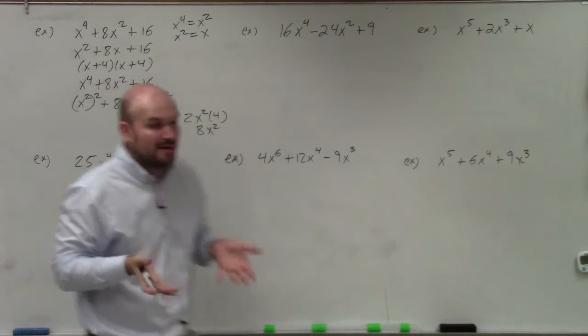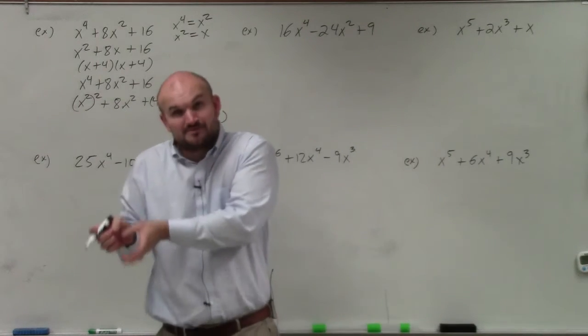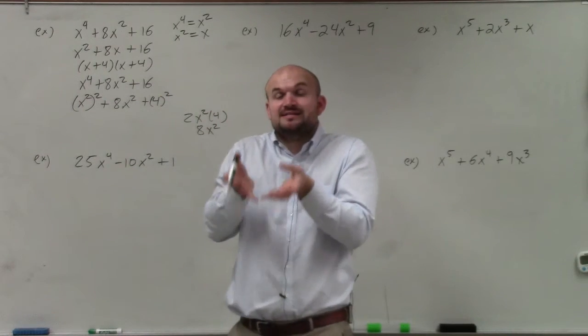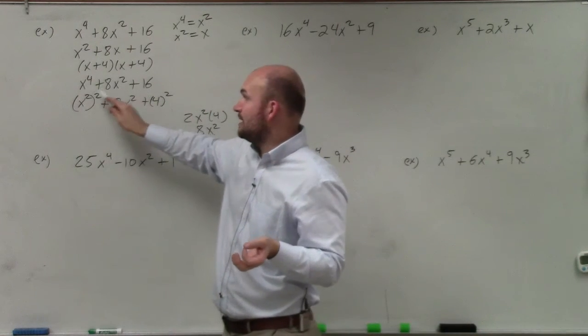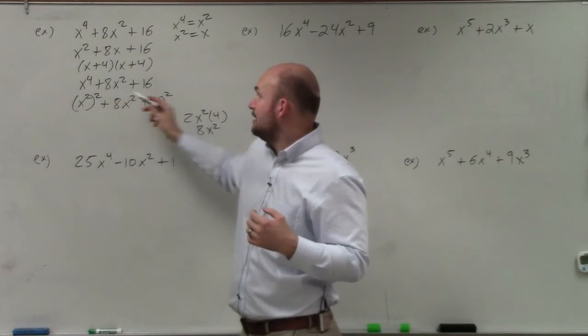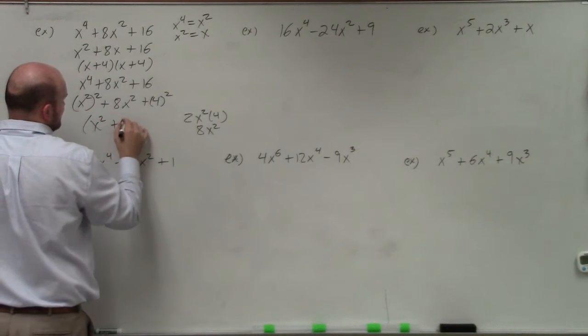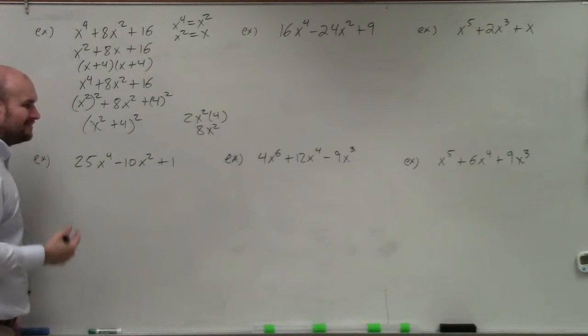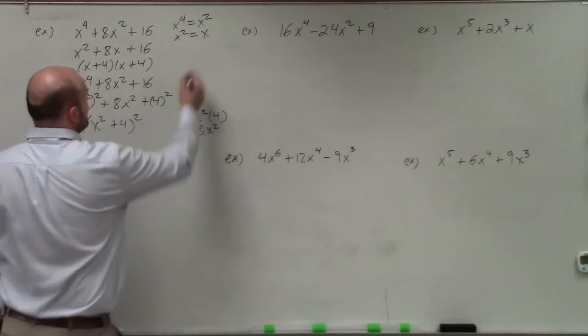So remember, to write a perfect square trinomial, as long as you know the first term is a square term, the last term is a square term, and the middle term is double the first and the last term, not them squared, but just them as a and b, then all you need to do is write x squared plus 4, squared. And that's it. You can check your answer by multiplying it out, which we can do.